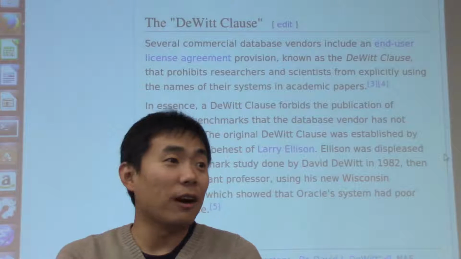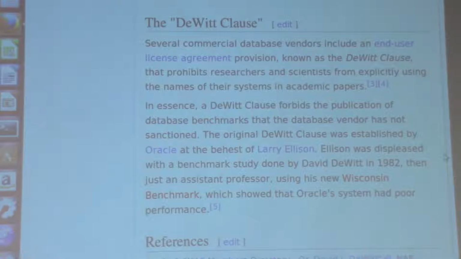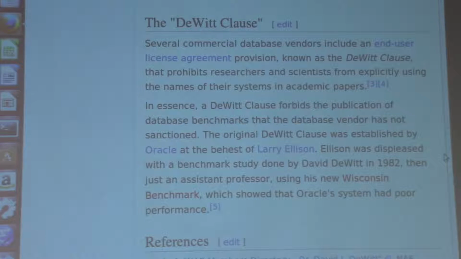And it goes this far, like today, if you write a paper, you cannot even call it database O, because that's obviously what you mean, right? You cannot even call it O. That's essentially what happens. So it's interesting. And this is called the DeWitt clause.